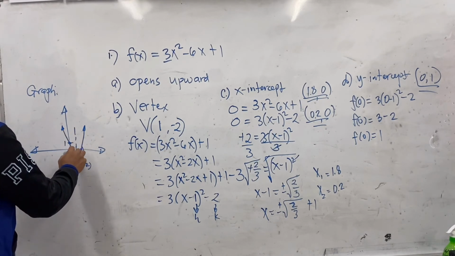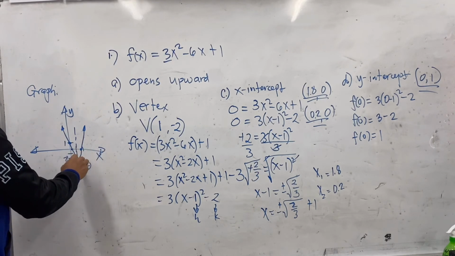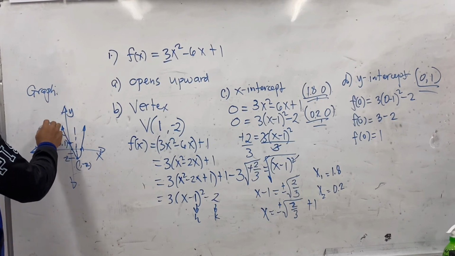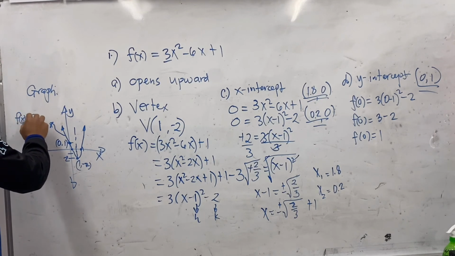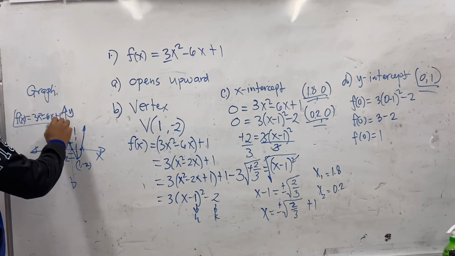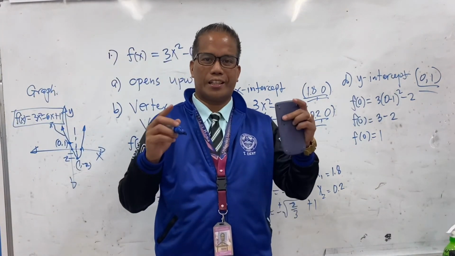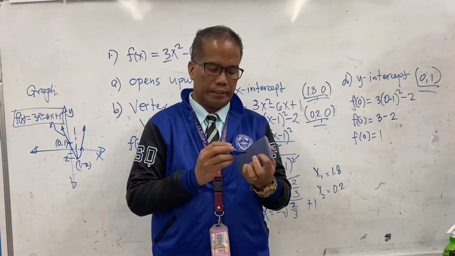This is your y-axis, this is your x-axis. Then this is 0, 1. So this is the graph of f of x equals 3x squared minus 6x plus 1. Okay. So that is how to find the different properties.